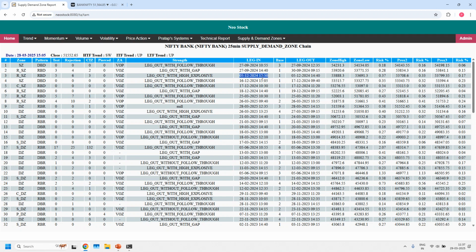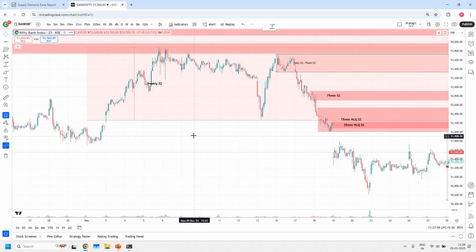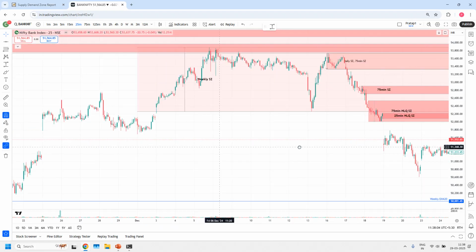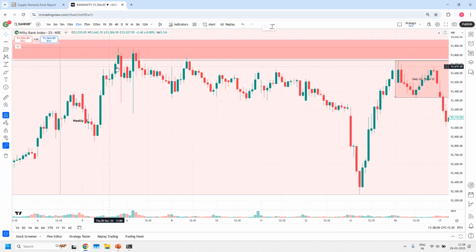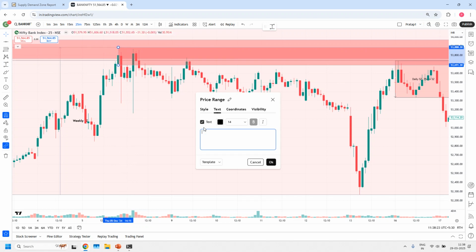This is 5/12, 13:50, one base candle. 5/12, 13:50. This is 5/12. This is the one, 13:50. Rally, base, drop. This is again a 25 minutes high liquidity supply zone.